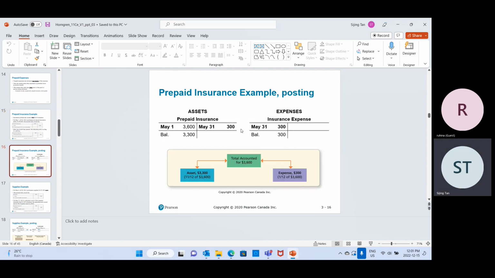So we'll put it into a T account to make it easier to see. Now, prepaid insurance is an asset account. So when it increases, we put it on the debit side. So on the left side, right, $3,600. And whenever the expense happens, we deduct the prepaid insurance by 300, which leaves our balance with $3,300. That is our prepaid insurance after 1 month.